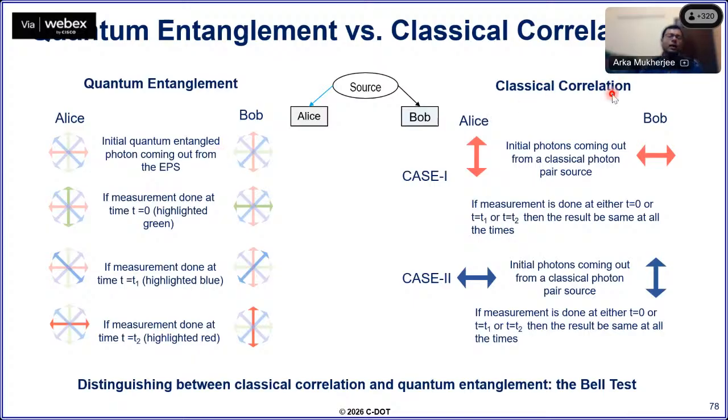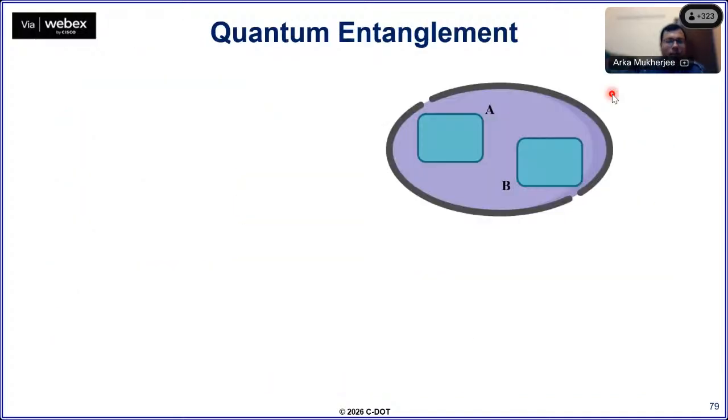So in quantum entanglement, what is happening? The outcomes are random, but if I measure at Alice, suppose at t equal to 0, and it comes out as vertically polarized light, we immediately know that at Bob it will be horizontally polarized light. But in the case of classical correlation, the measurement outcome is not time dependent. So if at Alice we get vertically polarized light at time t1, at t2 also we'll get the same thing. That's the subtle difference between classical correlation and quantum entanglement. But how do we actually quantify whether it is a classical correlation or quantum entanglement? For that there is something called the Bell test.